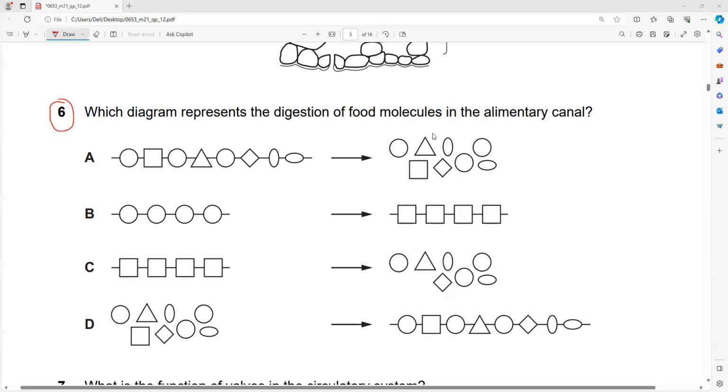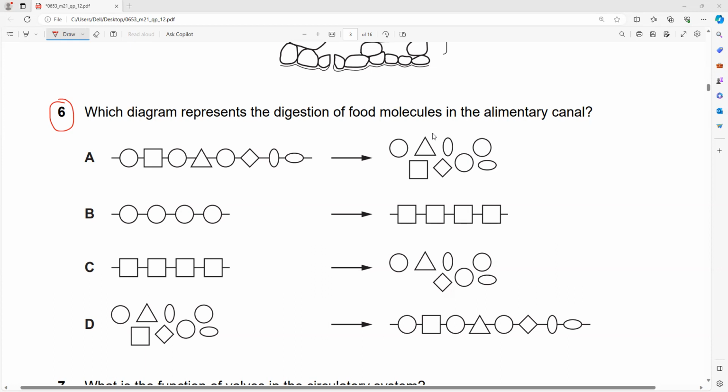So anybody answer, please? Which diagram represents the digestion of food molecules in the alimentary canal? So alimentary canal means it will start from where? Anybody? Alimentary canal starts from mouth. Ends with what? Anus.